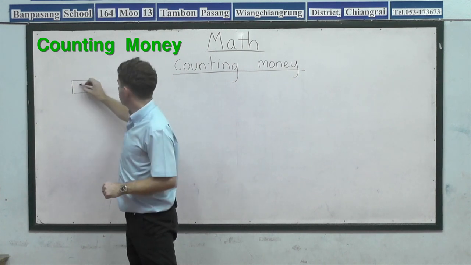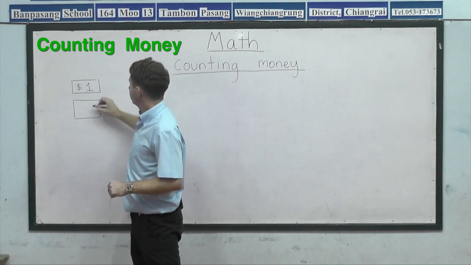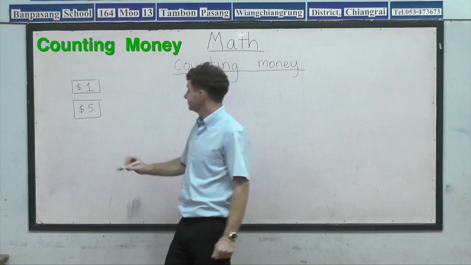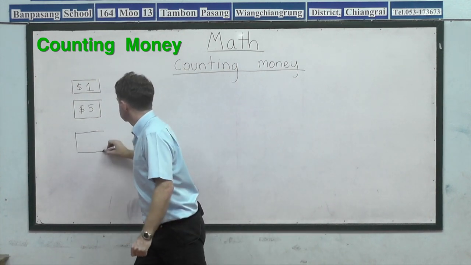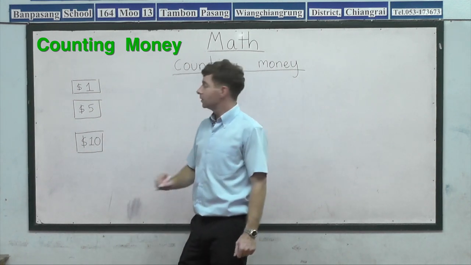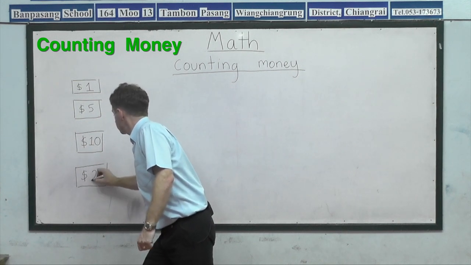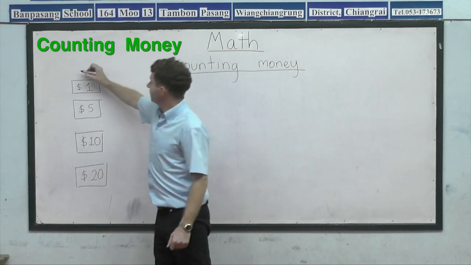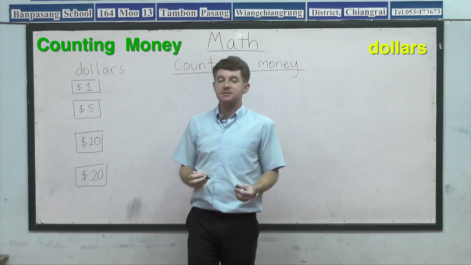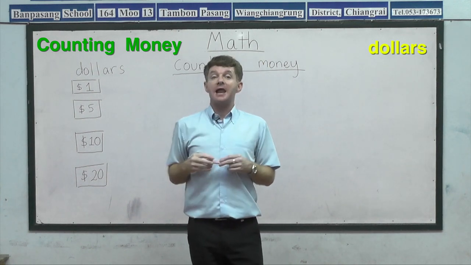$1. What was the next amount? $5. And then after $5, we had? $10. And what was the largest amount, guys? $20. Excellent. Well remembered. And how do we spell dollars? D-O-L-L-A-R-S. Excellent, guys.